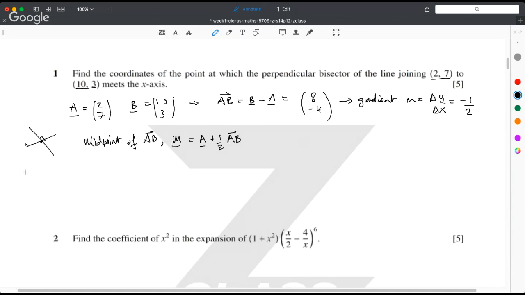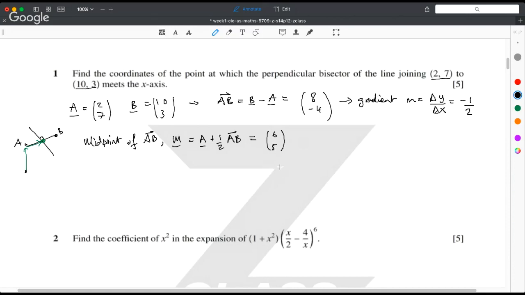If here's the origin, for example, this is not what the actual points are, but just for illustration, if I want to get to M, I go to A and then I go halfway up this line. So what is this? Well, if we work it out, we'll get 6 and 5. So that's the coordinates of the midpoint, from the origin.